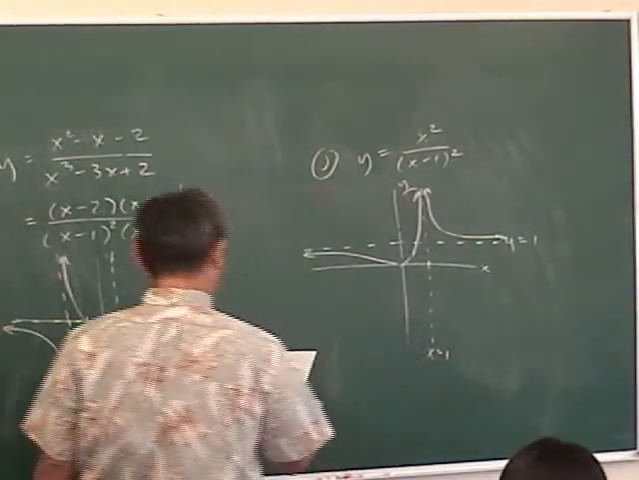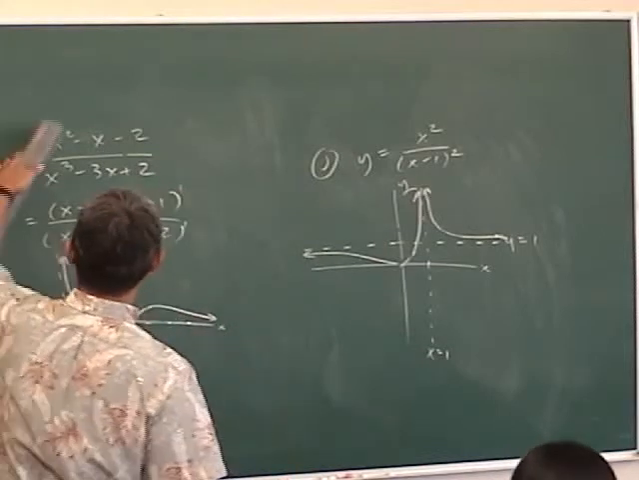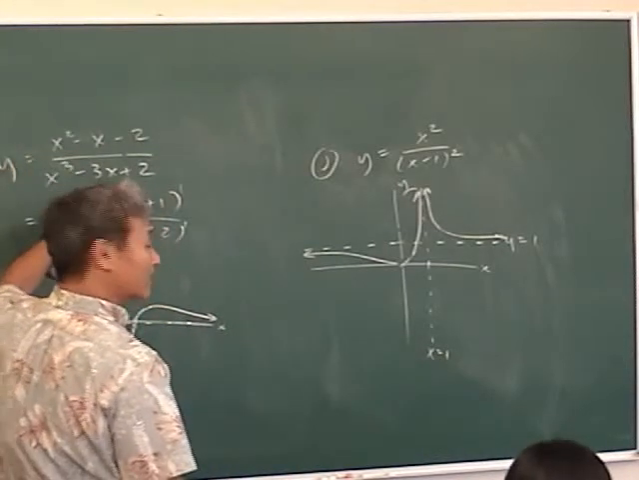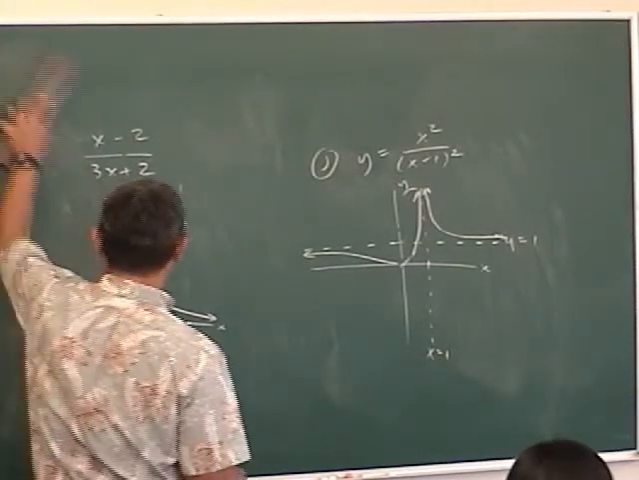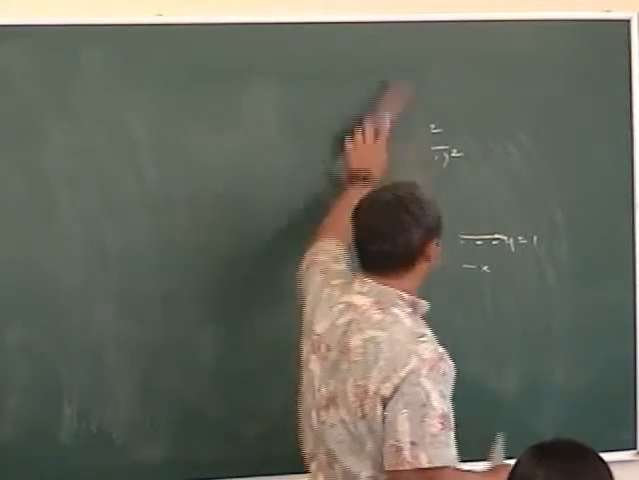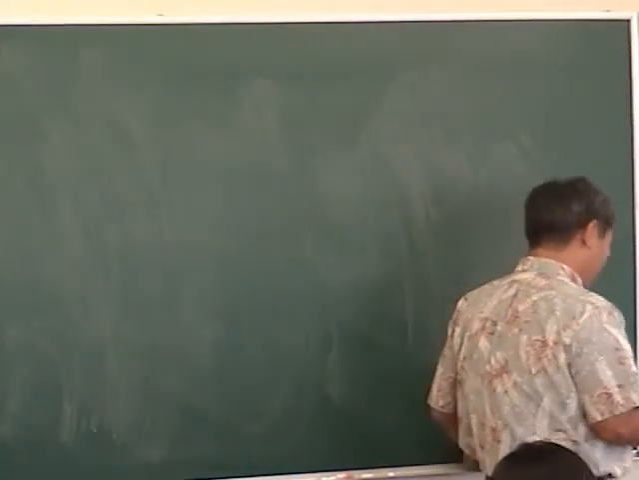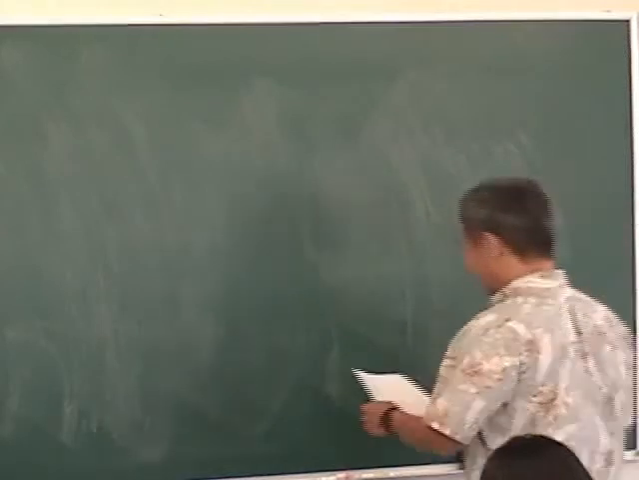Okay, today we have to learn about what happens when the degree of the top is bigger. Well, we know there's no horizontal asymptote, but could there be some other kind? Yes, okay, so let's do a problem.